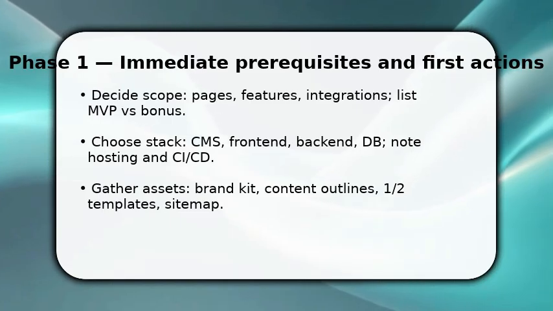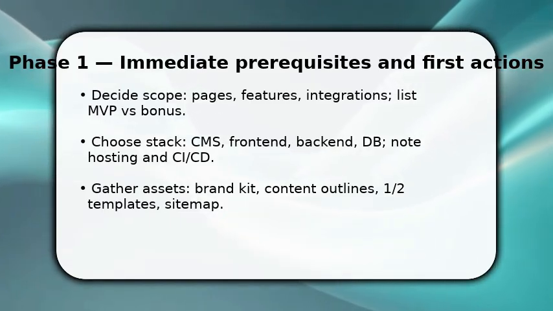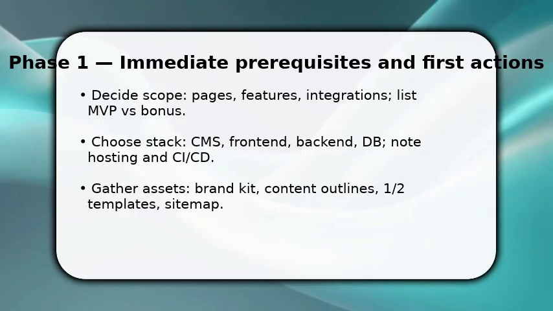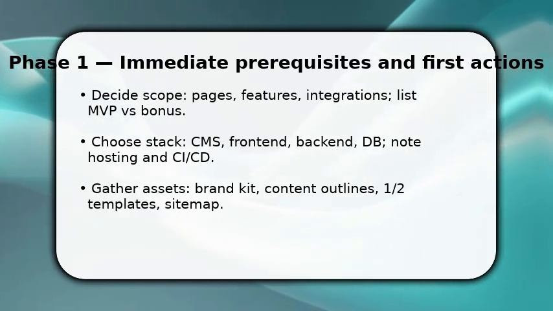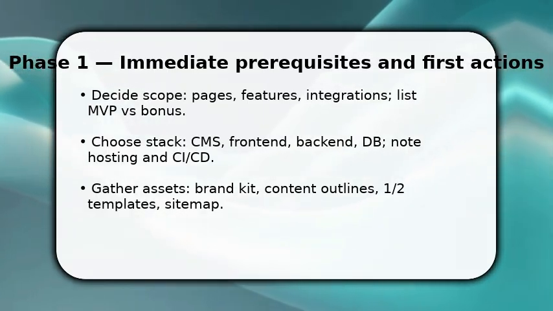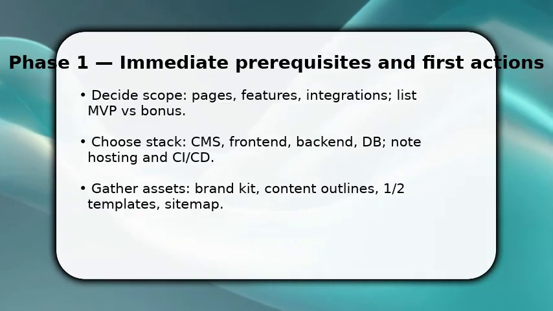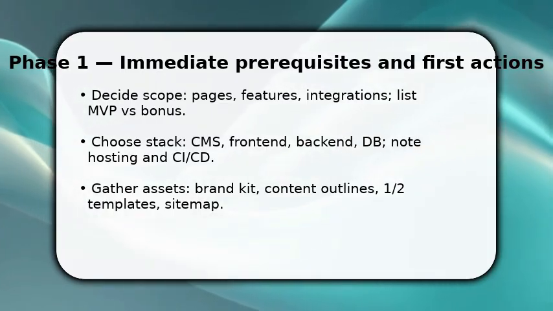Enjoy the video. You start by locking scope and immediate deliverables so you don't drift. Once scope is clear, pick a tech stack, CMS, front-end, back-end, and DB so dependencies align. Make quick hosting and CI/CD decisions to avoid later blockers.